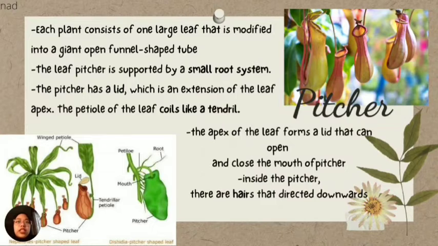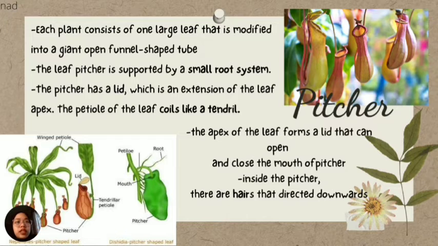The first type of modification of leaf is pitcher. Each plant consists of one large leaf that is modified into a giant open funnel-shaped tube. The leaf pitcher is supported by a small root system. The pitcher has a lid, which is an extension of the leaf apex. The petiole of the leaf coils like a tendril. The apex of the leaf forms a lid that can open and close the mouth of the pitcher.